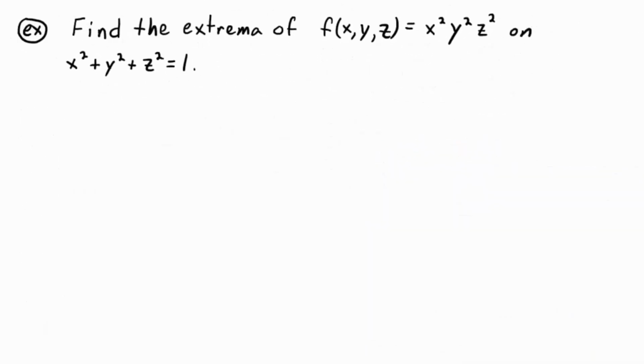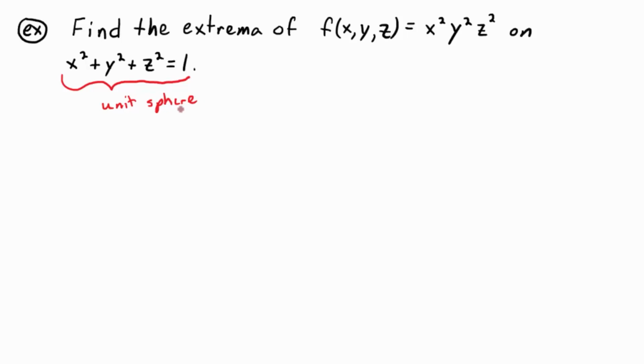So let's find the extrema of f of x, y, z equals x squared times y squared times z squared on x squared plus y squared plus z squared equals 1. Okay, what is this? What is this surface? It's an ellipsoid, but more specifically, it's the unit sphere, centered at 0, 0, 0, radius 1.